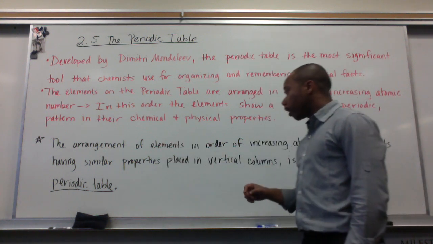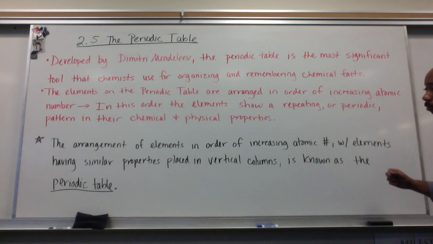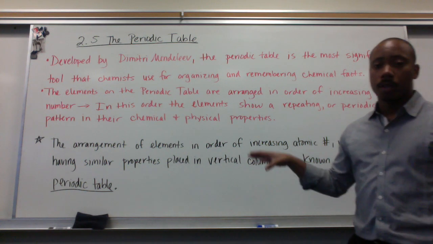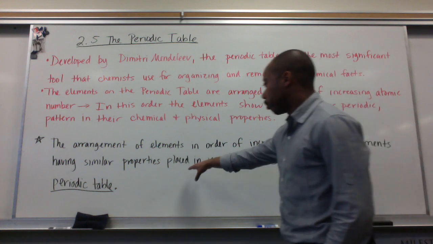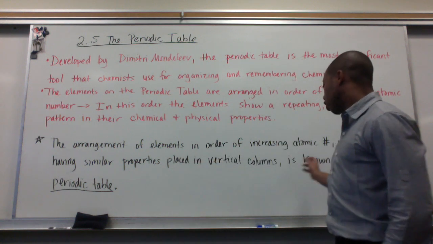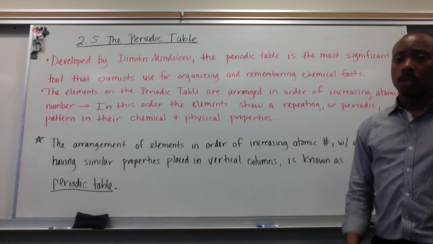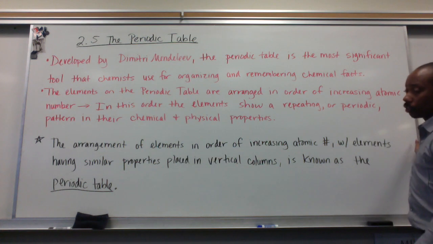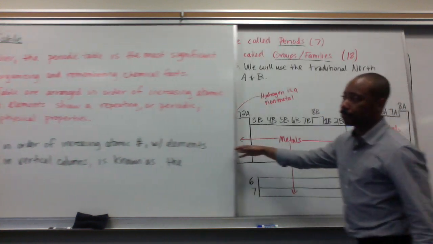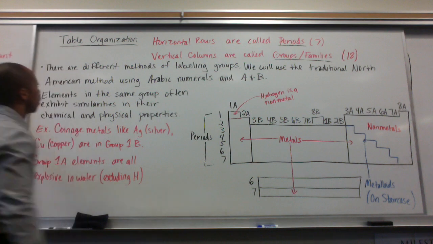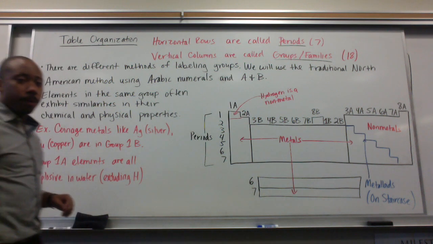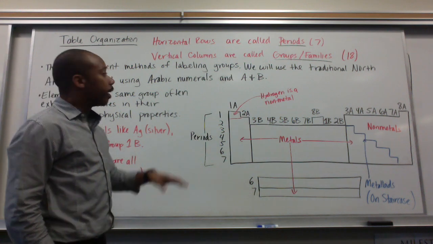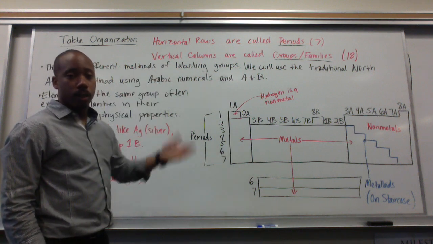Now, the arrangement of elements in order of increasing atomic number, with elements having similar properties placed in vertical columns, is known as the periodic table. So let's talk about the actual organization of the periodic table a little bit. So the periodic table, first and foremost, is organized into horizontal rows and vertical columns.